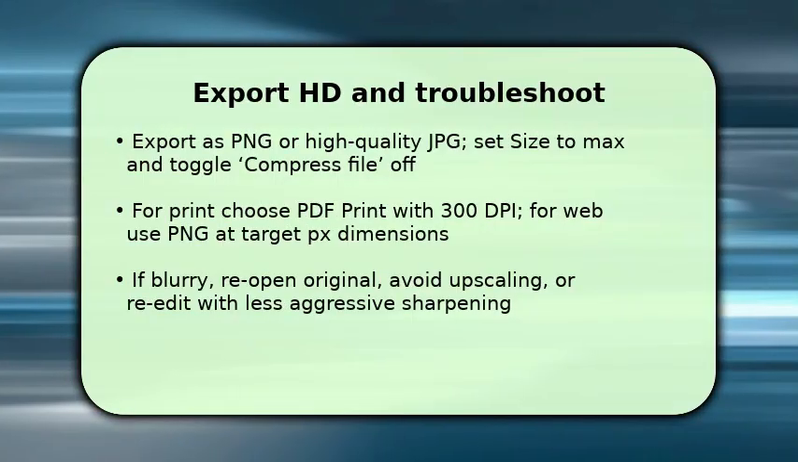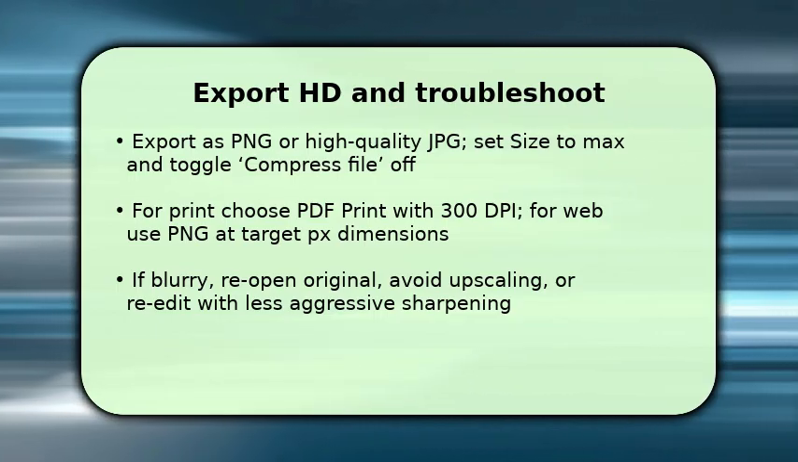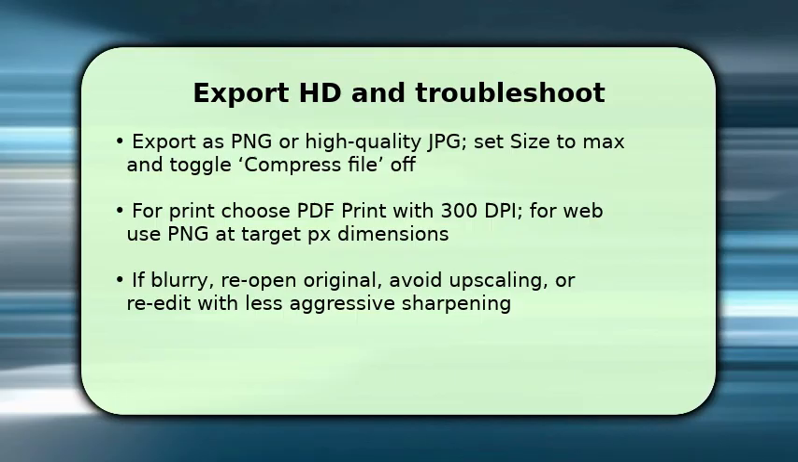Finish by exporting at the highest quality matching your use. For web, choose PNG or high-quality JPG and set the size to the original pixel dimensions. Turn off compression. For print, export PDF print at 300 dpi. Once exported, inspect at 100% zoom to confirm sharpness.